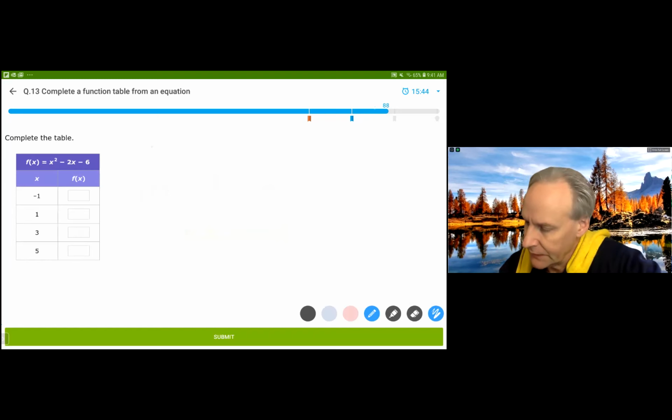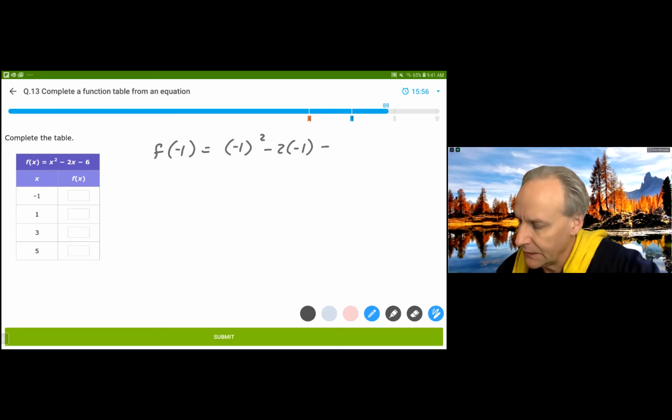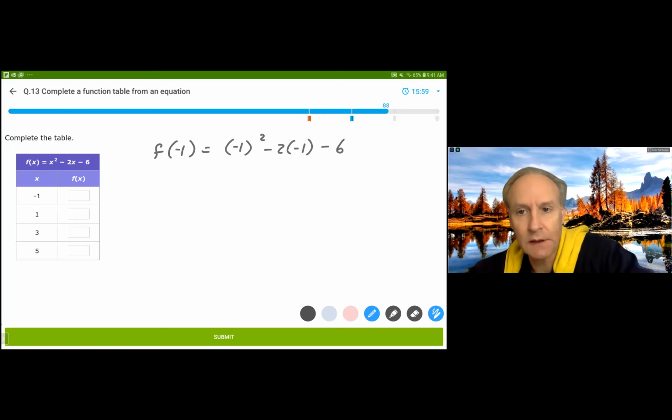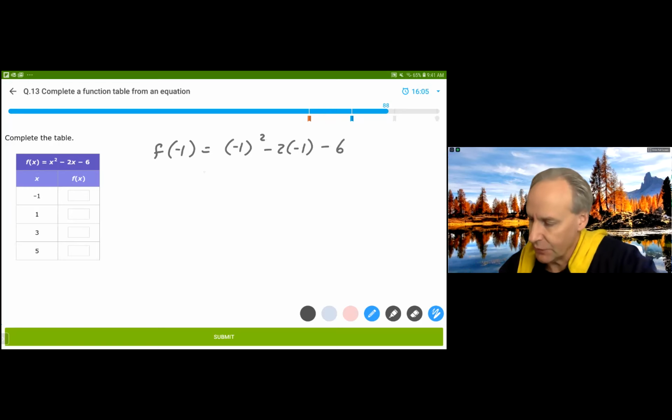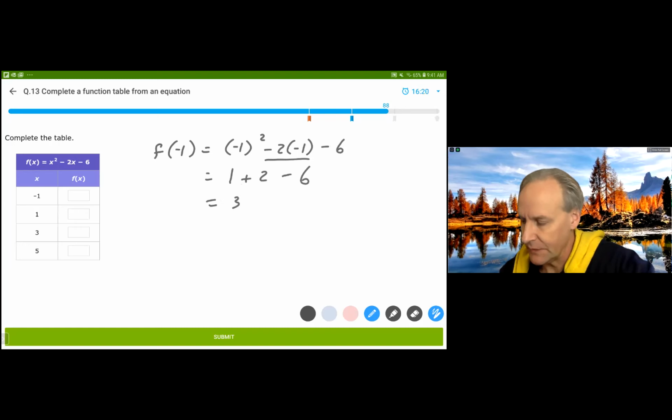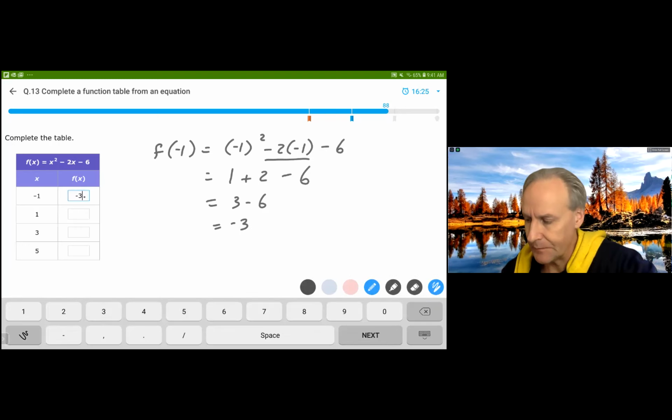So I'm going to do the first one. F of negative 1 is equal to negative 1 squared minus 2 times negative 1 minus 6. For whatever reason, my students the other day had a major issue with negatives. Negatives were giving them all sorts of problems. When you multiply a negative 1 times itself, you get positive 1. Negative 2 times negative 1 is positive 2, and then we subtract 6. That's going to be 3 minus 6, which is negative 3. So that's going to give us negative 3.